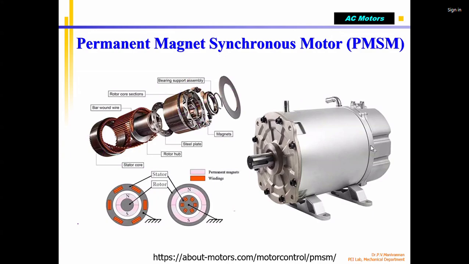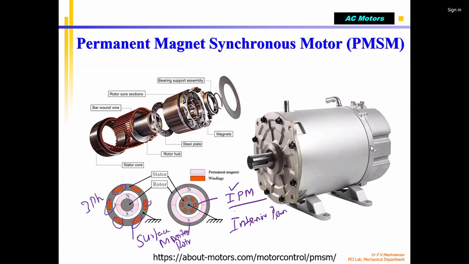Now you can see there's a cross-sectional view. There are two types of rotors. One is called the interior permanent magnet rotor, IPM. The other one is the surface mounted rotor. So the stator has magnetic coils. You can say these are three-phase coils, right? And they are supplied with three-phase AC voltage. The rotor is a permanent magnet.